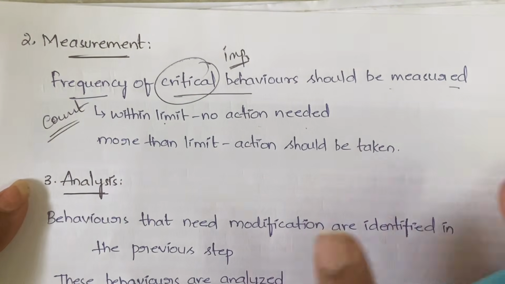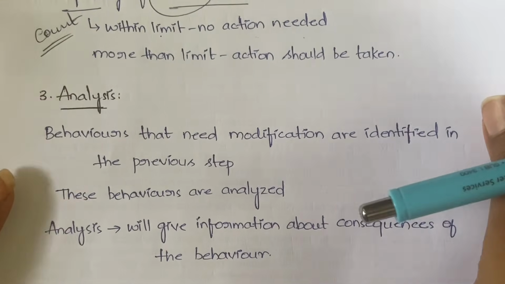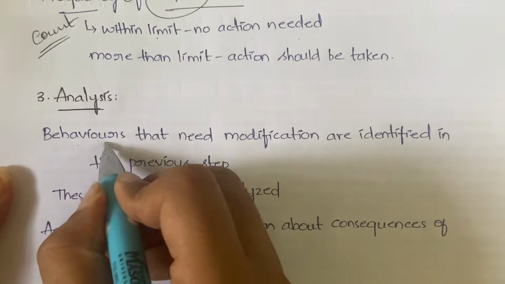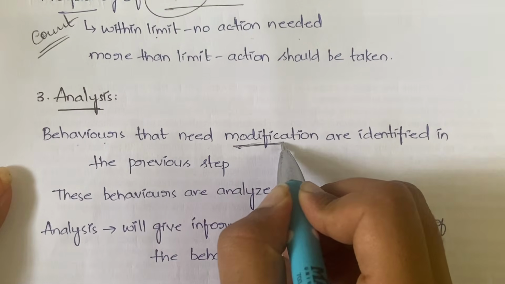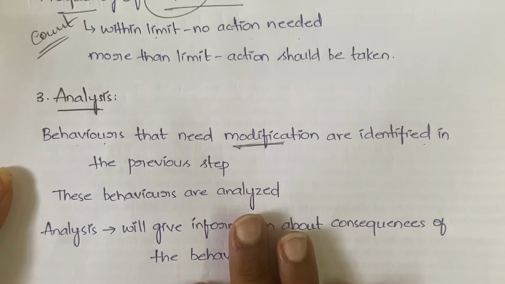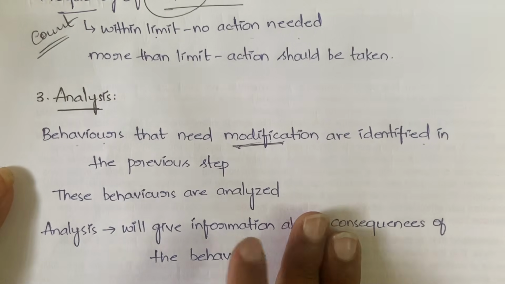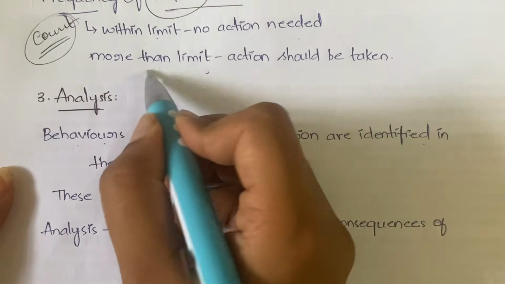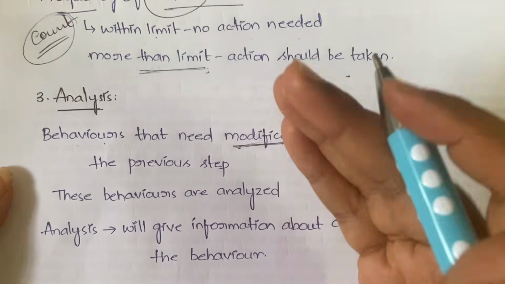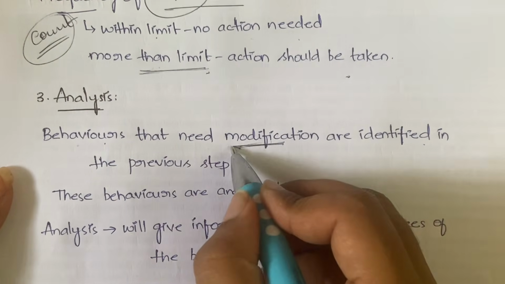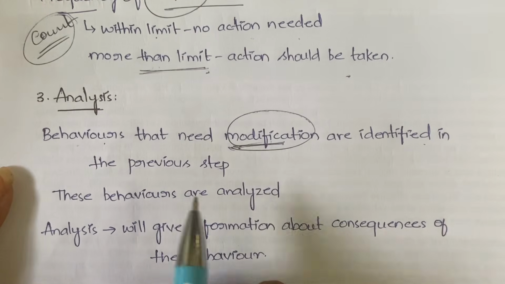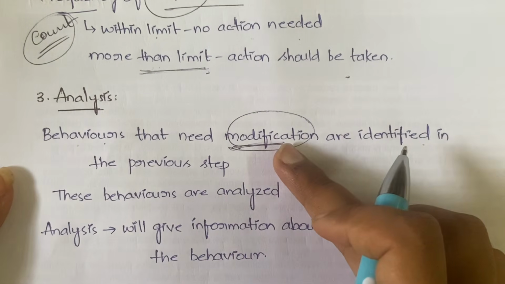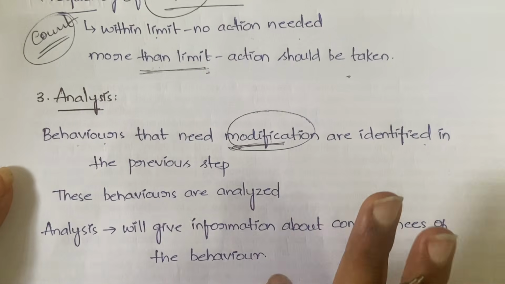Got it? Next, the third step is analysis. In analysis, whichever behaviors need modification are identified in the previous step, right? How are you identifying them? With the help of this count. If the count is more than the limit, then you identify those behaviors as needing to be modified. Those identified behaviors are analyzed in this step.